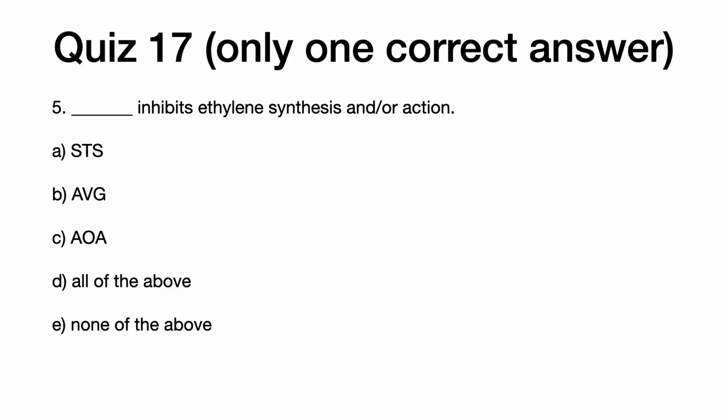5. Blank inhibits ethylene synthesis and/or action. A, STS, B, AVG, C, AOA, D, all of the above, E, none of the above.